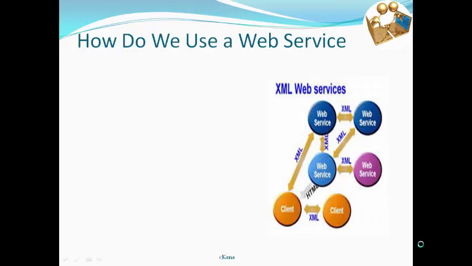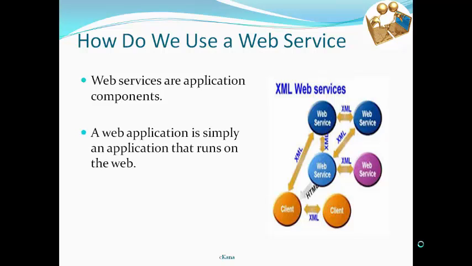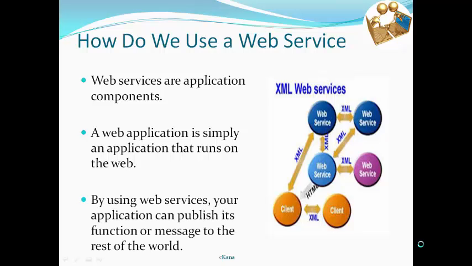How do we use a web service? Web services application components: a web application is simply an application that runs on the web. So, by using web services, your application can publish its function or message to the rest of the world. As shown in the diagram, web services use XML code to code and decode data, and SOAP to transfer it using open protocols.